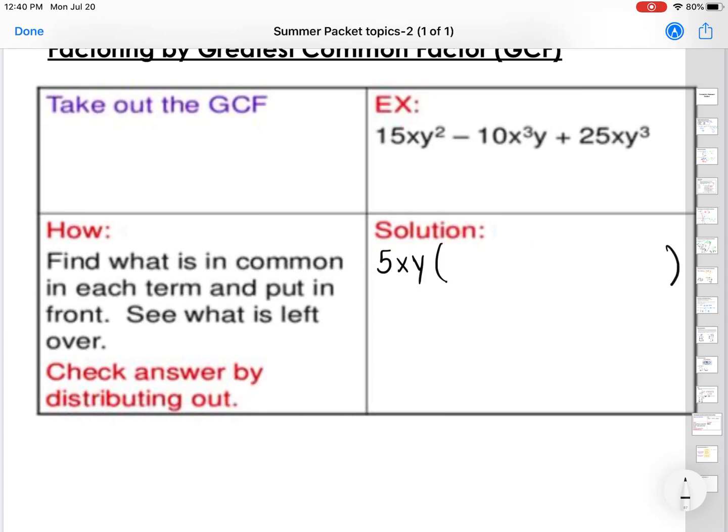All right, so what I'm thinking of is really division and what's left over. So 15 divided by the 5 gives me a 3. I took that x to the first out. I took one of the y's away, but there were 2, so I'm left with 1.